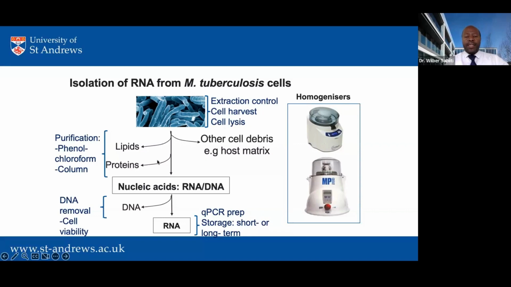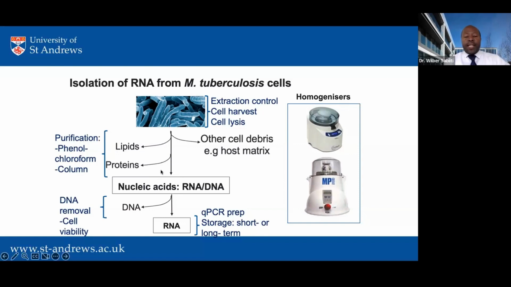Once they are lysed, the next step is to purify the extract by removing the lipids, proteins, and other cell debris. This happens by chemical purification methods. There are 2 types of kits that are commonly used: the phenol-chloroform kit from MP Biomedicals, or the column-based kits from Qiagen or from Thermo Fisher Invitrogen.